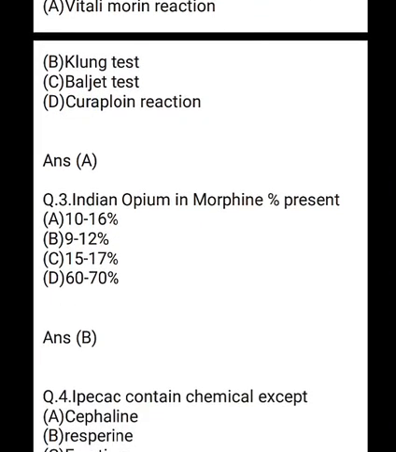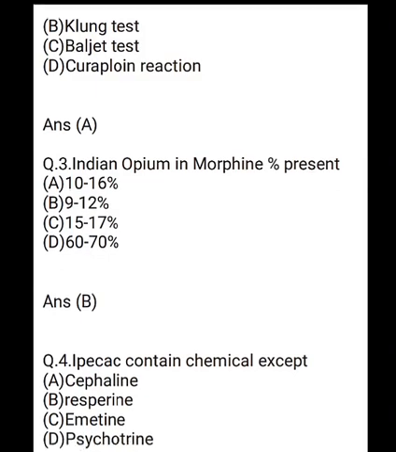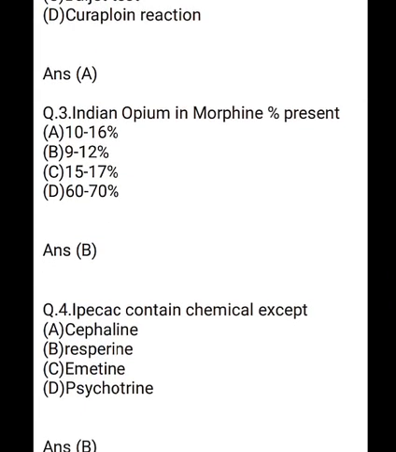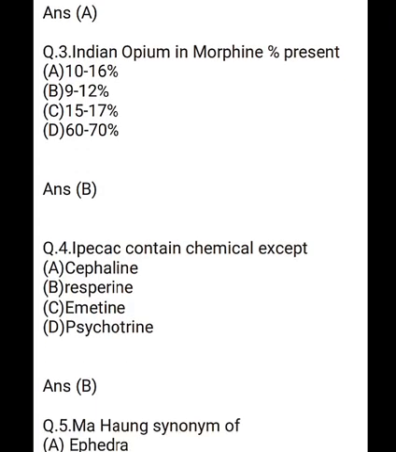Question number 4: IPECAC contains all chemicals except, option A, emetine; option B, aspirin; option C, cephaeline; option D, psychotrine. The correct option is option B, aspirin. Cephaeline, emetine, psychotrine are chemical constituents of IPECAC. Aspirin is not a chemical constituent of Rauwolfia.